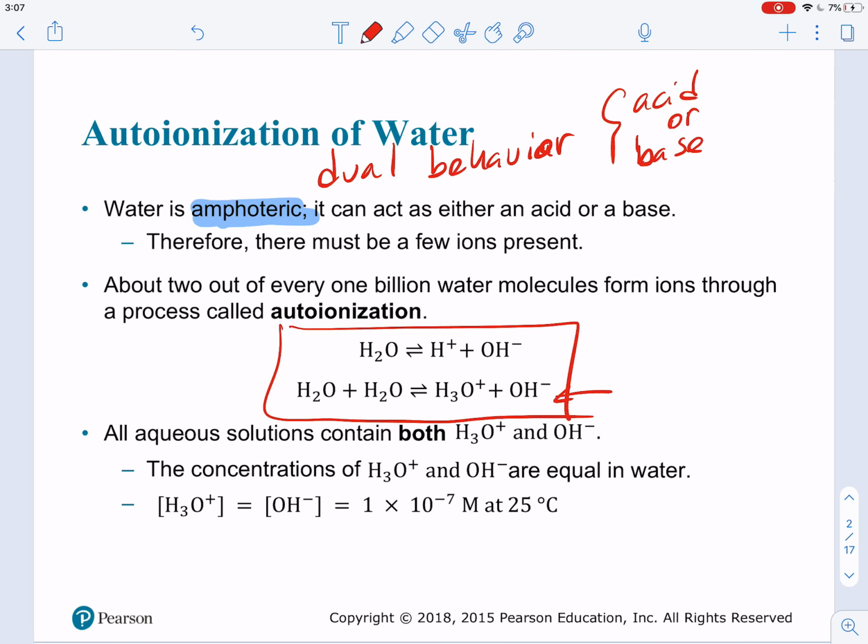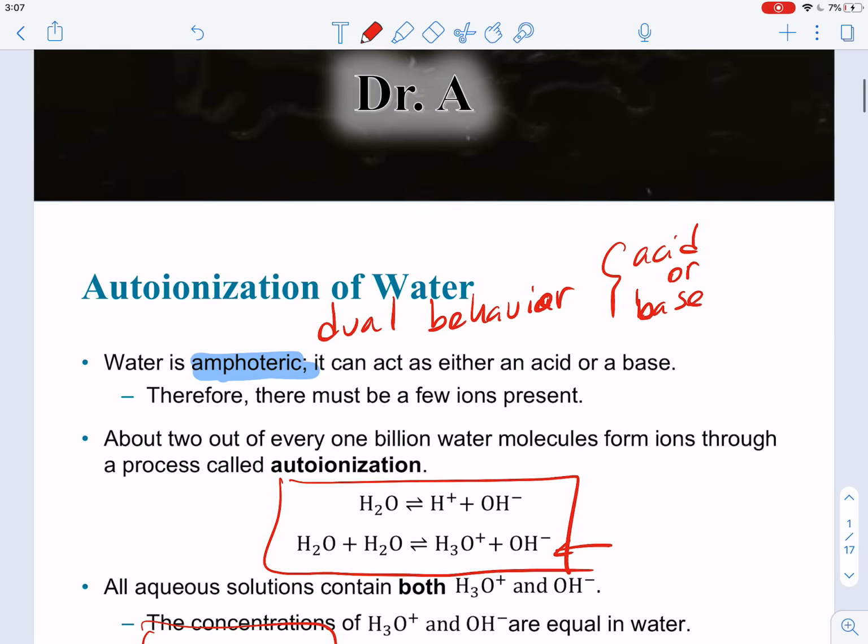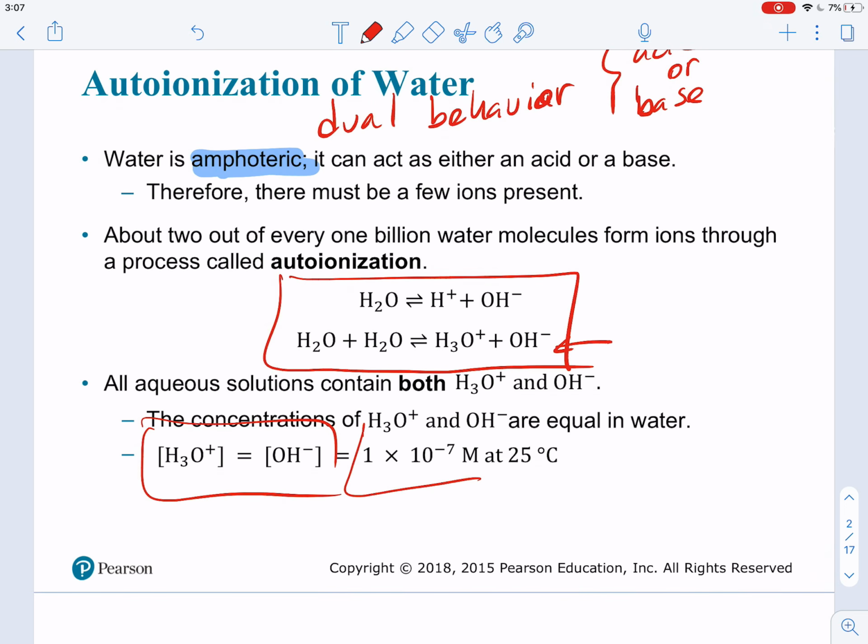Okay? So, one important thing that you need to remember is that when you have pure water without anything else, then the concentrations of those two ions are equal to each other and equal to 1 times 10 to the negative 7. So that's the native concentration of each one of these ions in solution. Okay, and they are present at all times in larger or smaller concentrations, but whenever you have an aqueous solution, those two ions will always be present.